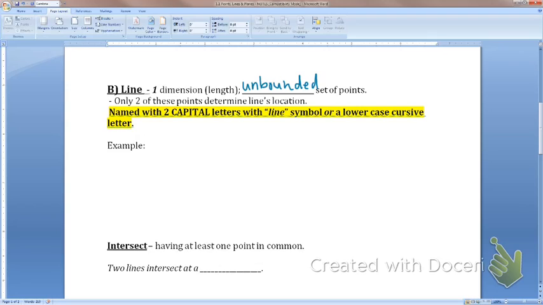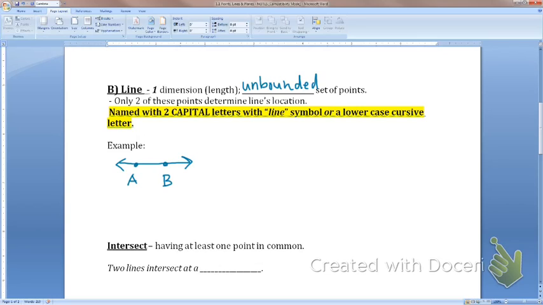All right, so a line is named with 2 capital letters with a line symbol. So let's draw a line first of all. Now, it is really important that you have arrows on the ends of your line. Otherwise, it's not a line. It's called a segment, and we'll talk about that in a minute. And then you need 2 points anywhere on your line. The points are not the arrows, so please do not make the arrows and the points the same thing. This could be point A, and this would be point B.